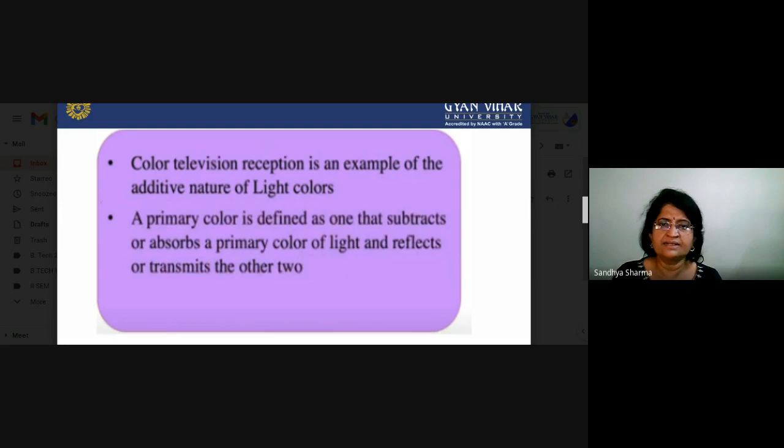A primary color of pigment is defined as one that subtracts or absorbs a primary color of light and reflects or transmits the other two.